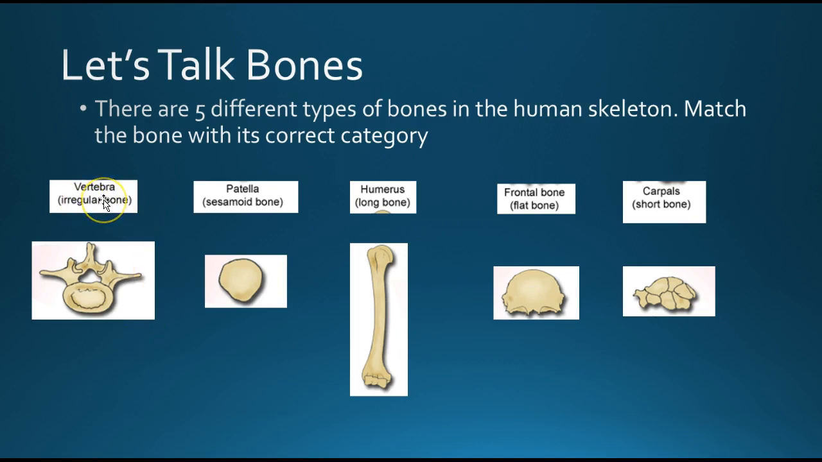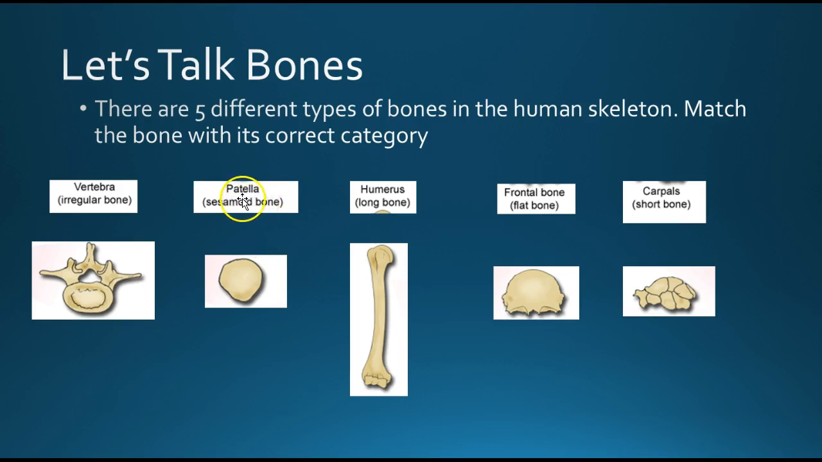We've got irregular bones, such as something like the vertebra, so within the spinal column. These little bones here make up the spinal column. And they are irregular bones, and you can see why. You can't really describe that shape very well.